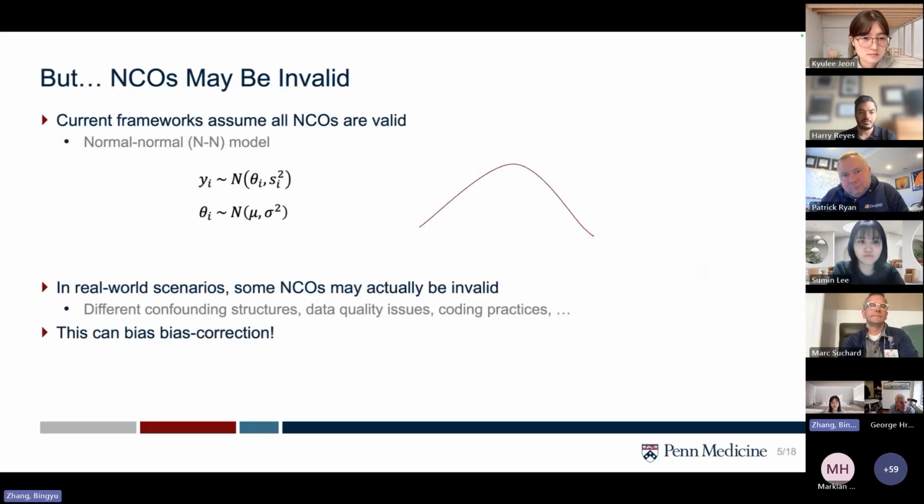But negative control outcomes are not always valid. The current frameworks assume that all negative control outcomes are valid and use a single normal model, which assumes that each negative control follows the same bias distribution. But this assumption can fail. Some negative control outcomes can be affected by different confounding structures, data quality issues, or coding practices. And these invalid negative controls can actually distort the null distribution. Or in other words, bad negative controls may break the calibration.